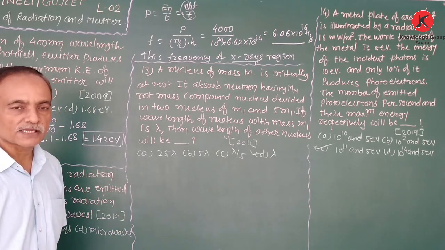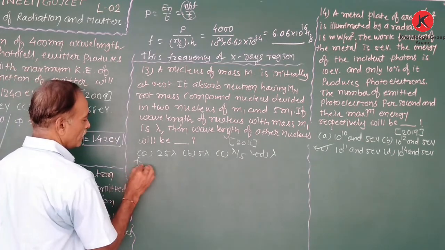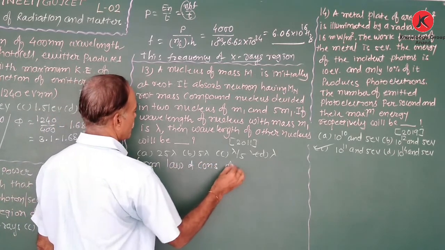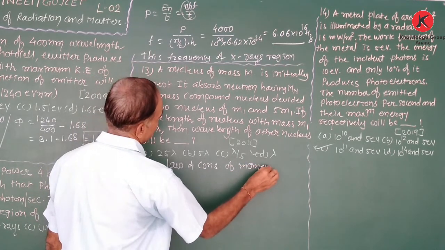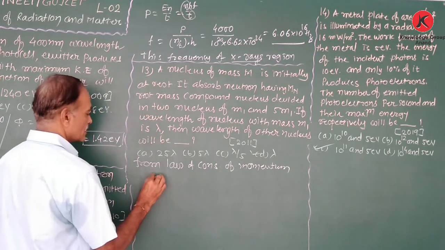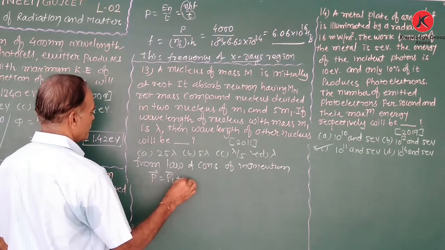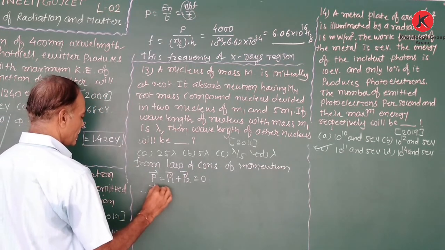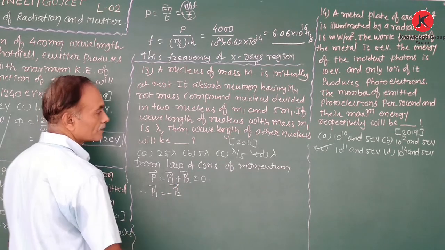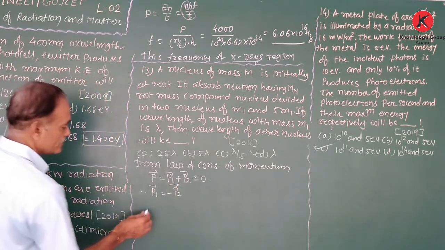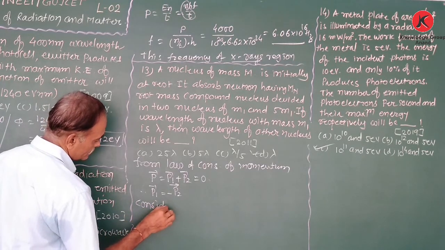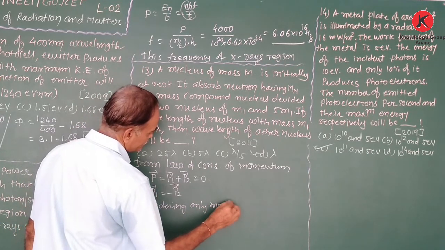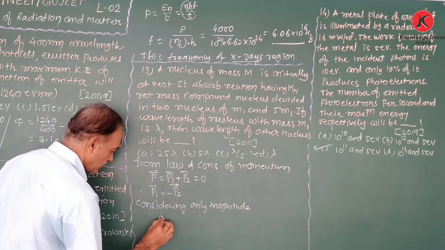So we are using the law of conservation of momentum. Total momentum is 0. Therefore, vector P = vector P1 + vector P2 = 0. Therefore, vector P1 = minus vector P2. Considering only magnitude, we obtain P1 = P2.